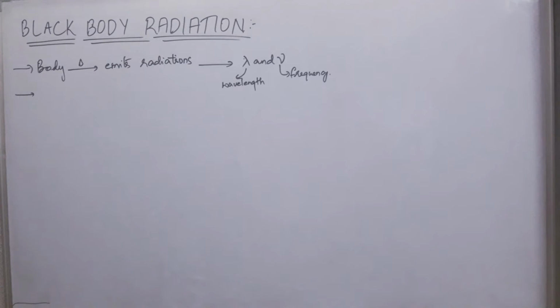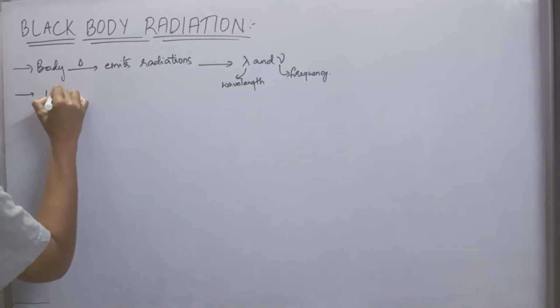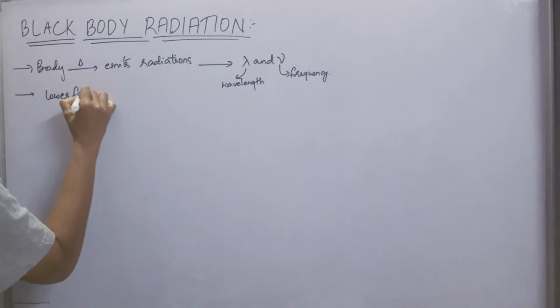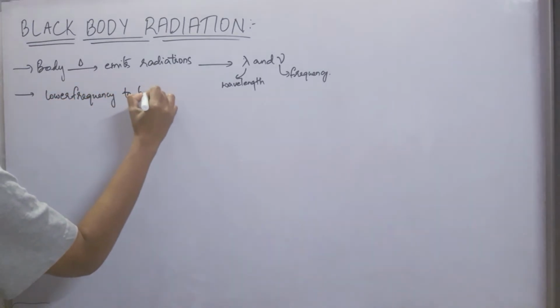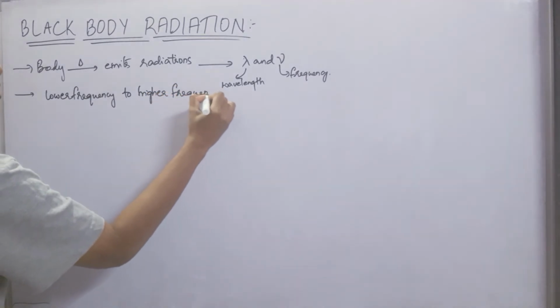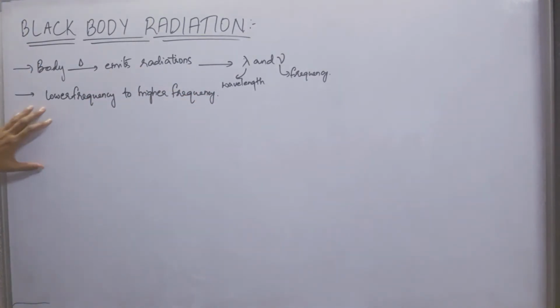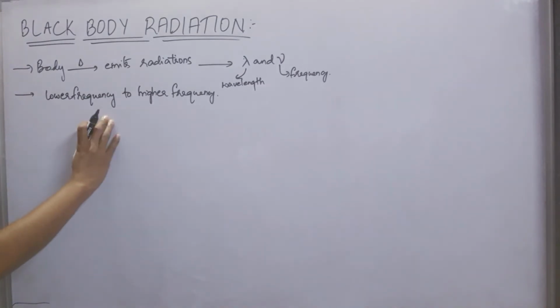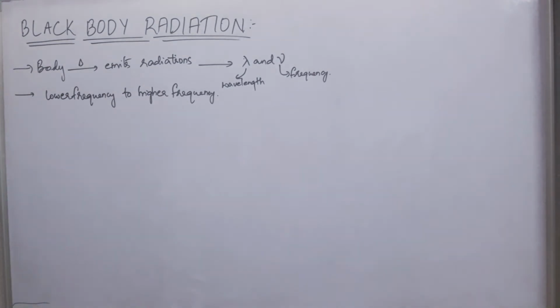So now the radiations emitted go from lower frequency to higher frequency. Whenever the radiations are emitted, what will be the frequency of those radiations? First the lower frequency radiations are emitted, and then later on it enters into higher frequency radiations.